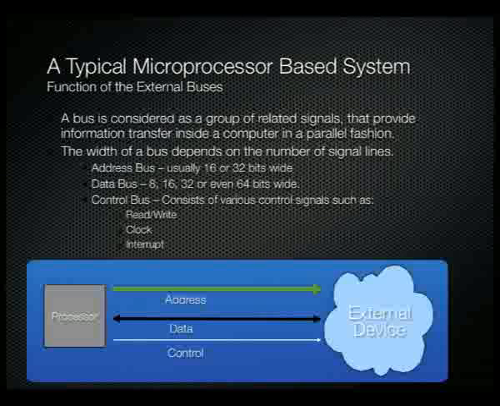The control bus is responsible for transmitting those external control signals. These can consist of signals like read-write, the clock, or the interrupt signal. These various control lines are then used to drive those external memory mapped devices.